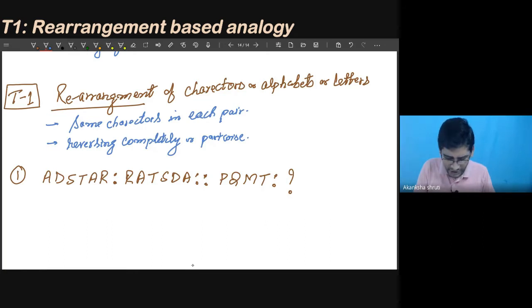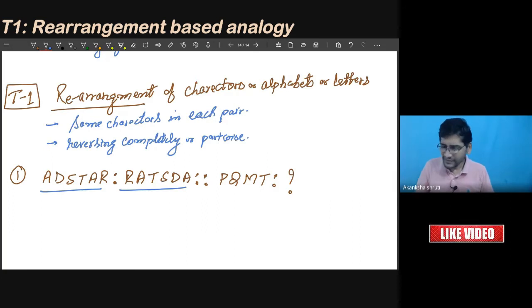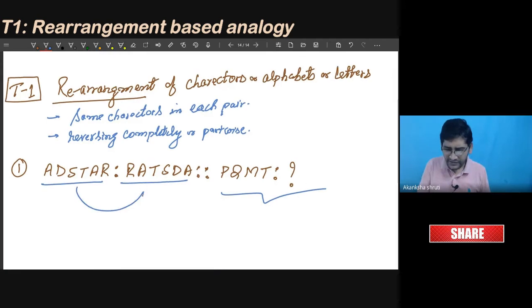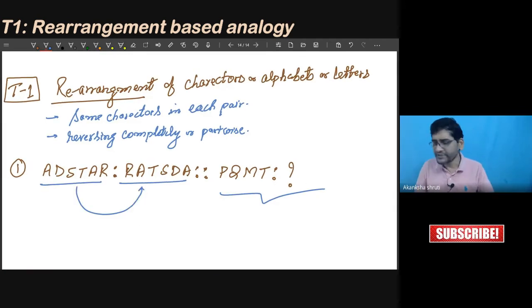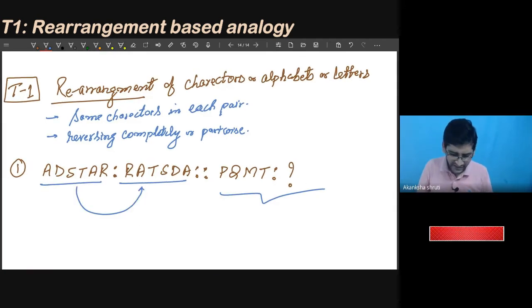The same is also present in the second part of the first pair. Then for the second pair, I need to observe the relation among the 2 of the first pair. So what is there? Here we are observing ADSTAR. So it is being just reversed. So I have to just write in reverse fashion.